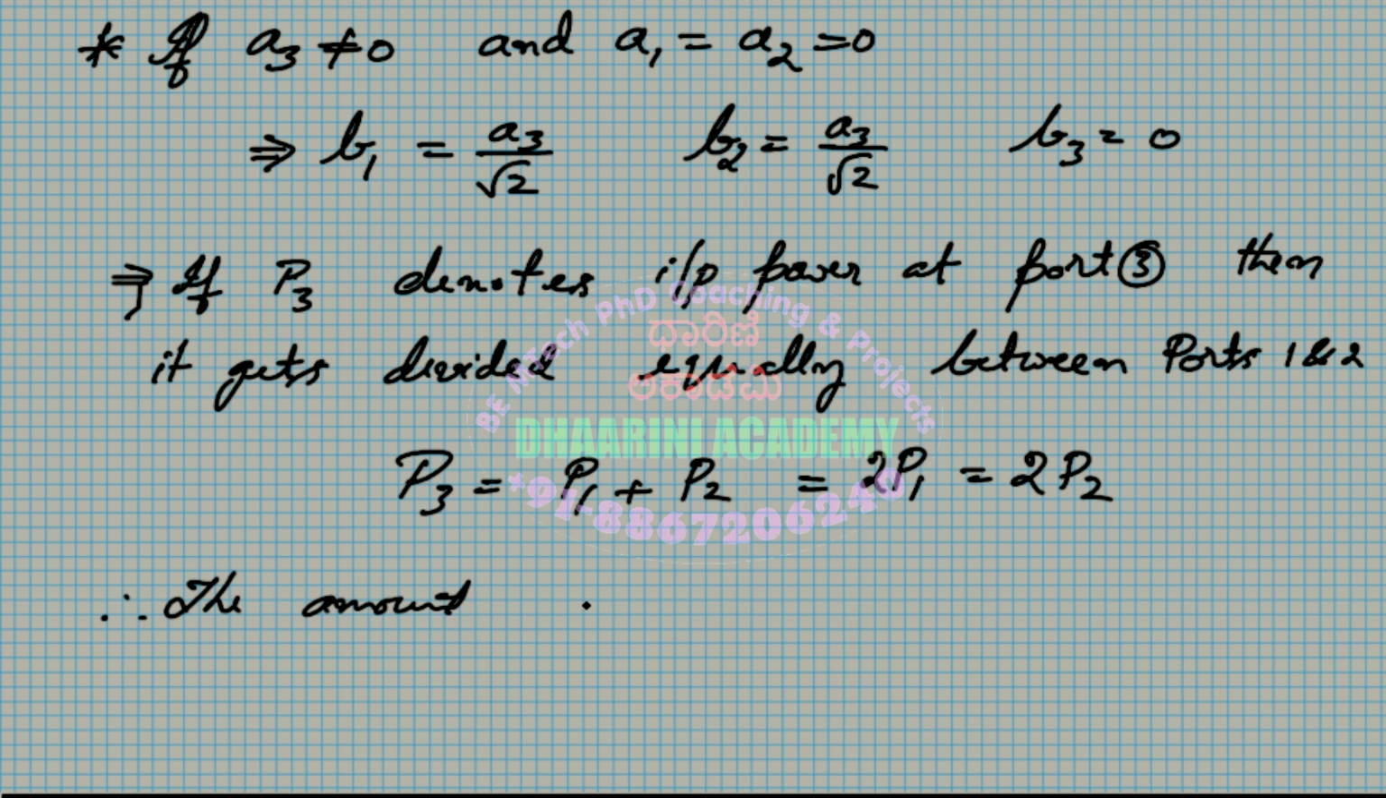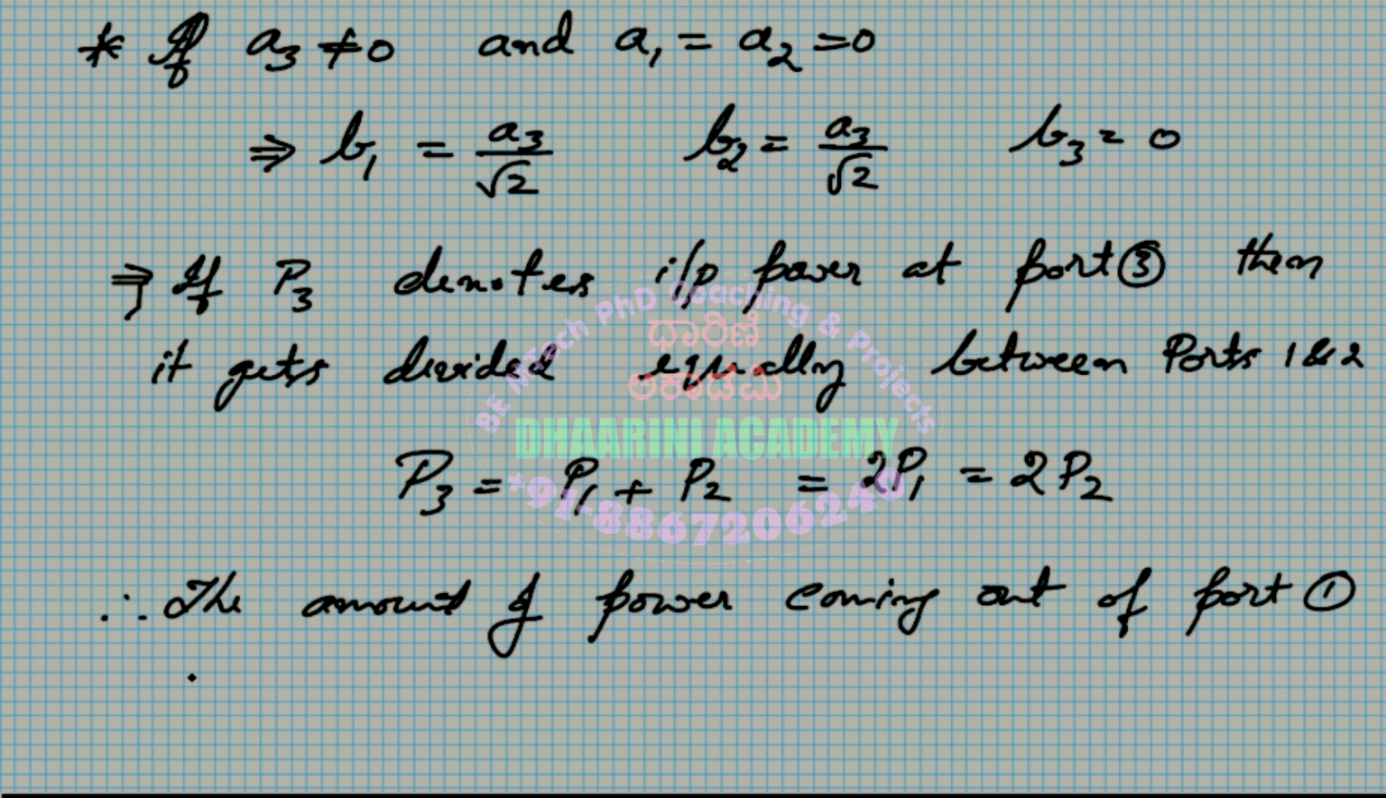The amount of power coming out of port number 1 or port number 2 due to input at port 3. So how do you calculate?